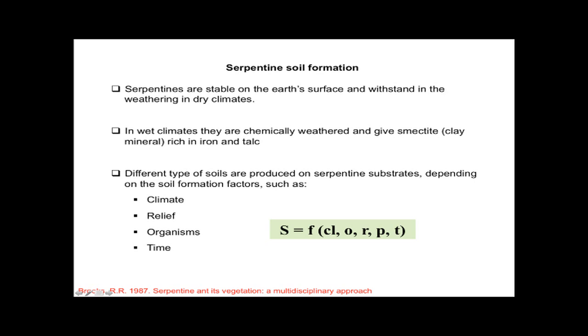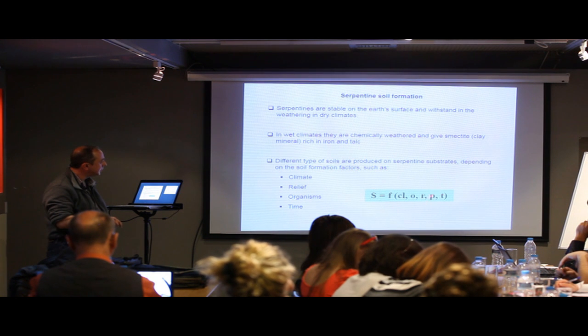The serpentine rocks at the Earth's surface withstand weathering in dry climates, but in wet climates they are chemically weathered and give smectite, which is a clay mineral rich in iron and talc. Different types, of course, of soils can be produced on serpentine substrates, because except the substrate, the parent material, soil formation depends also on other factors such as climate, relief, organisms, and time. And this is the Clorpt equation of soil formation factors, which has these four factors and the parent material as well.